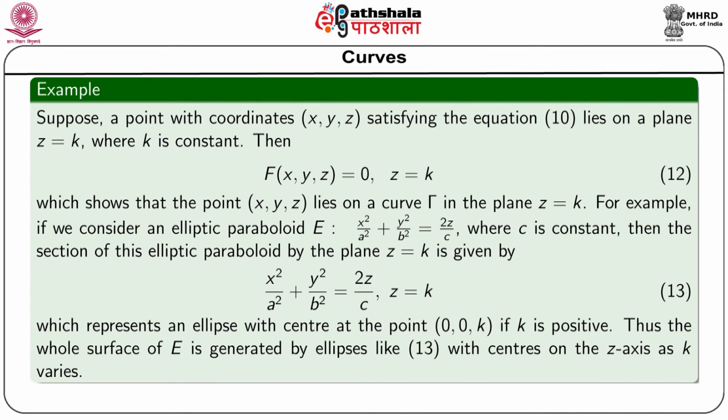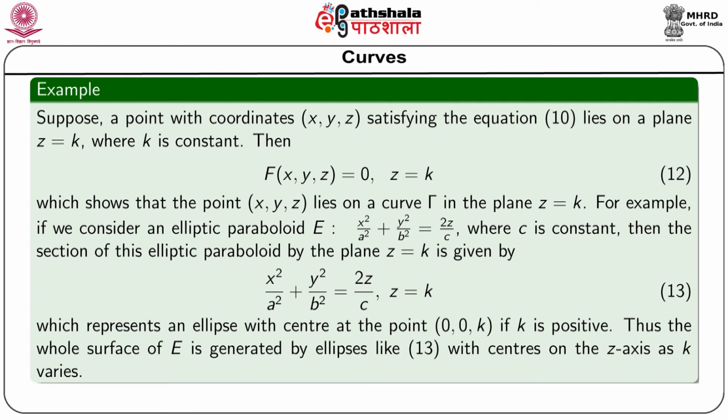Now, consider the plane z equals k, where k is a constant. So, considering this surface and the plane z equals k, we are looking at the points where the surface and the plane intersect, and those intersecting points will give a curve. Therefore, the equation of a surface and the equation of a plane together represent the equation of a curve.